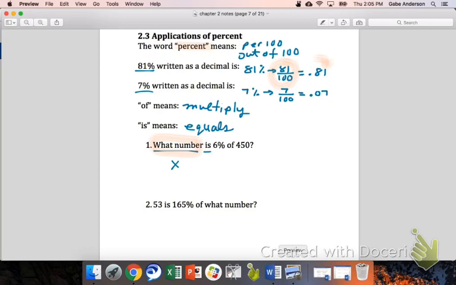The next word is. And as we talked about a second ago, is often means equals. So x equals 6%. Now I'm going to take that 6% and I'm going to transfer it over to being a decimal.